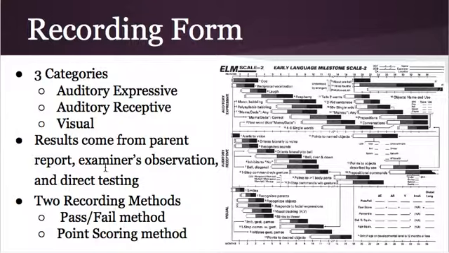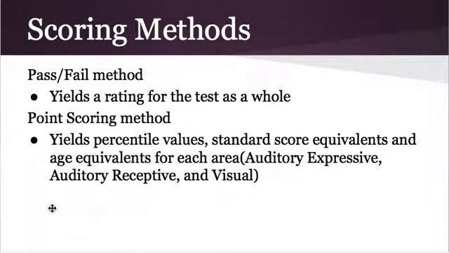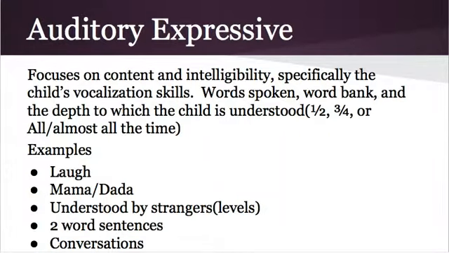There are 2 recording methods, which are the pass-fail method and the points scoring method. The pass-fail method yields a rating for the test as a whole. So basically they either pass or they fail. And then the points scoring method puts the child into different levels. It shows the different percentile values they scored on the test. It shows the standard scores, and compares them to peers that are at their equal level. So it shows where they fall within different categories.